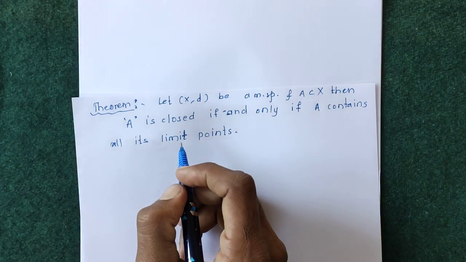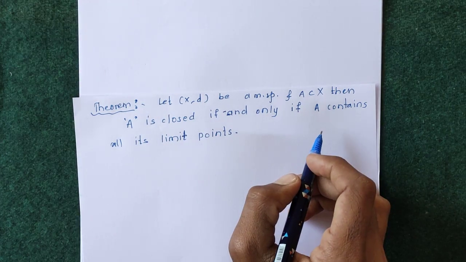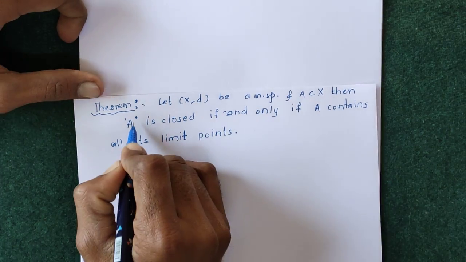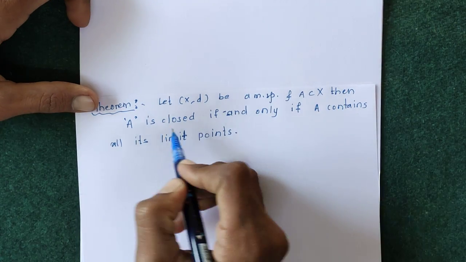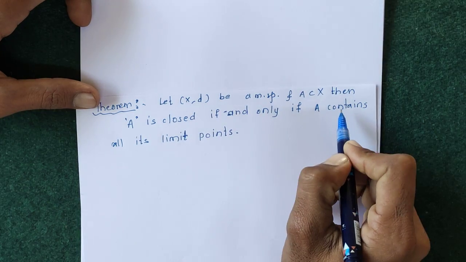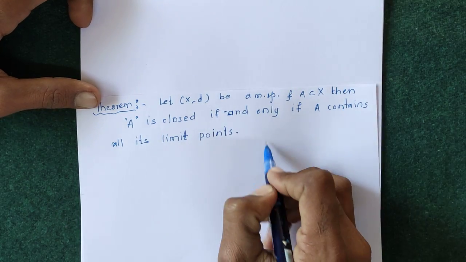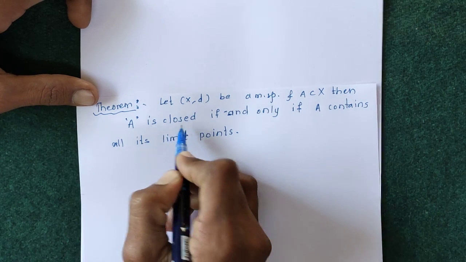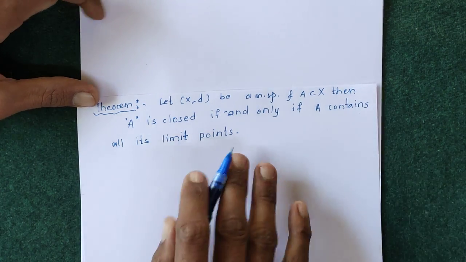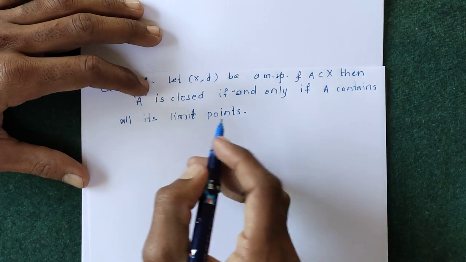Now this theorem says: (X, d) is a metric space and A is a subset of X, then the set A is closed if and only if it contains all its limit points. If any set A contains all its limit points, then we say that set is closed, and if A is closed, then the set A contains all its limit points.